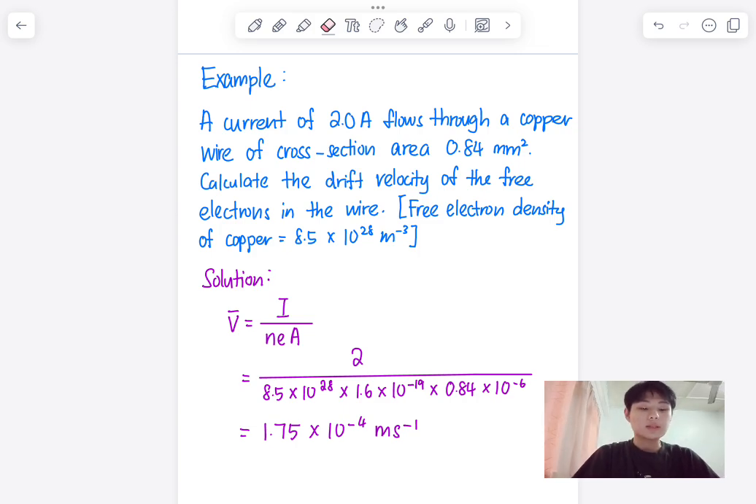A current of 2.0 amperes flows through a copper wire of cross-sectional area 0.84 millimeter squared. Calculate the drift velocity of the free electrons in the wire. The free electron density of copper is equal to 8.5 times 10 to the power of 28 meters to the power of negative 3. For the solution, by simply putting in the values, we can find the drift velocity of the free electrons. The drift velocity is equal to 1.75 times 10 to the power of negative 4 meters per second.